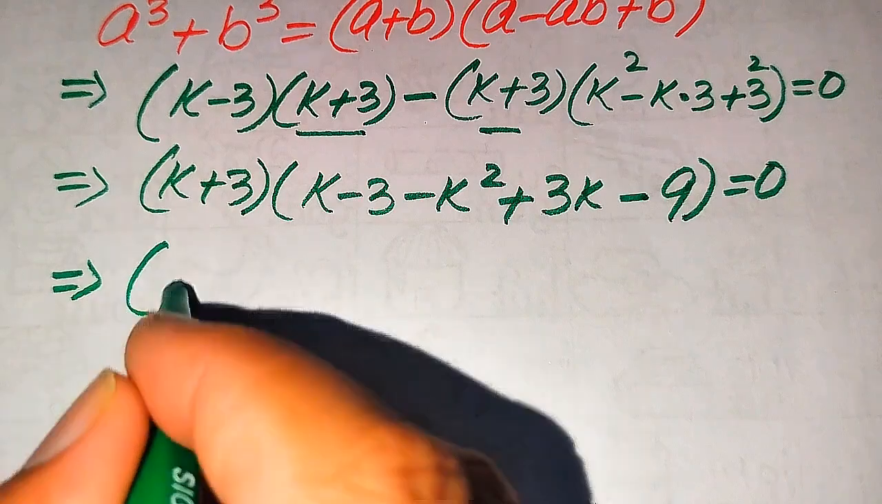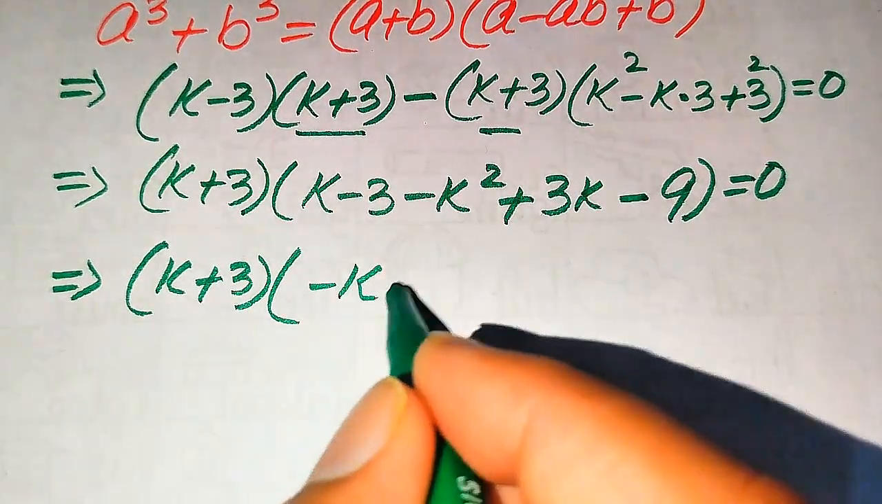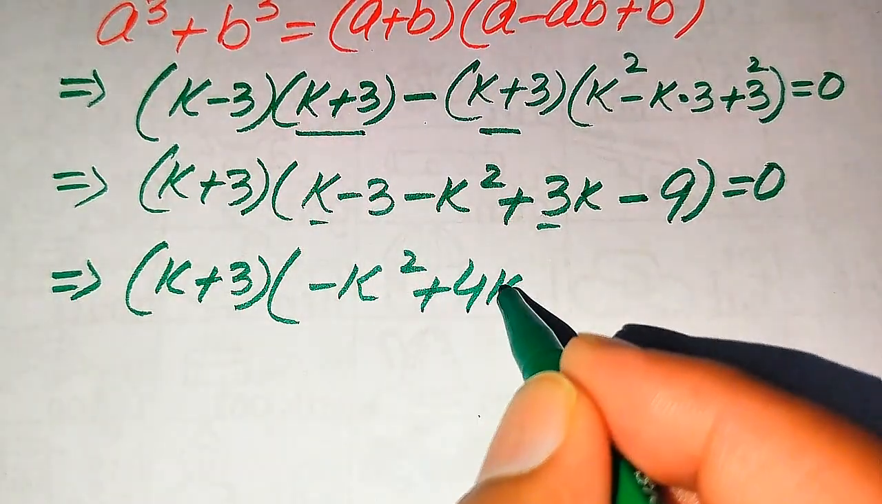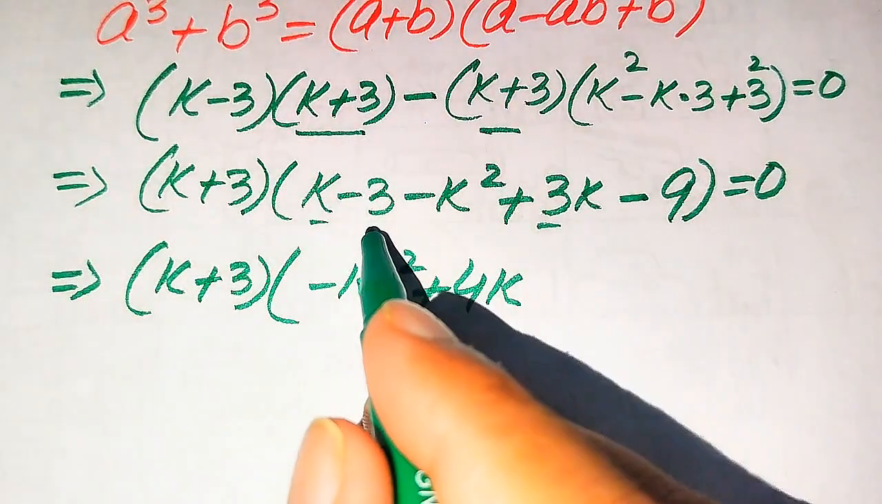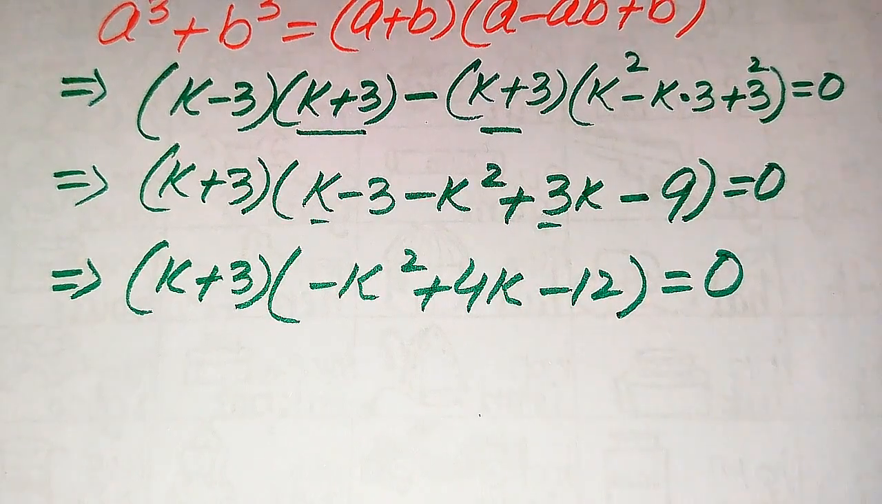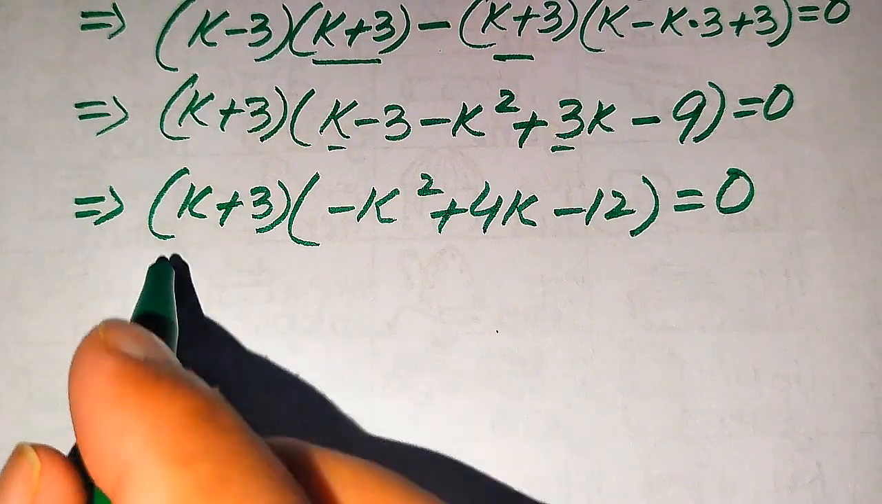And further in the next step we have k plus 3 times, here we have minus k square, and k plus 3k becomes 4k, and minus 3 and minus 9 becomes minus 12, and this whole equation is equal to 0. And now we divide this equation into two cases.